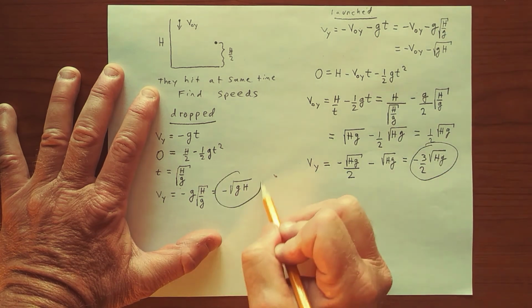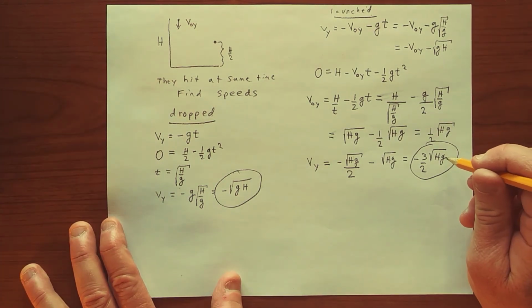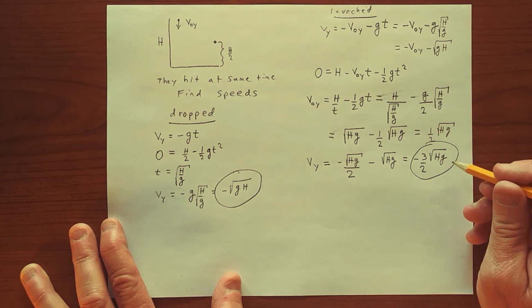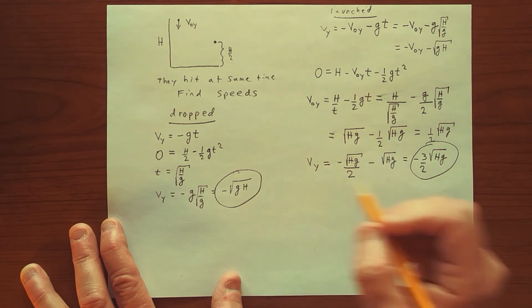So we're comparing these two things. The speed of the object that was launched downwards from a higher height is 3/2 the speed of the other object.